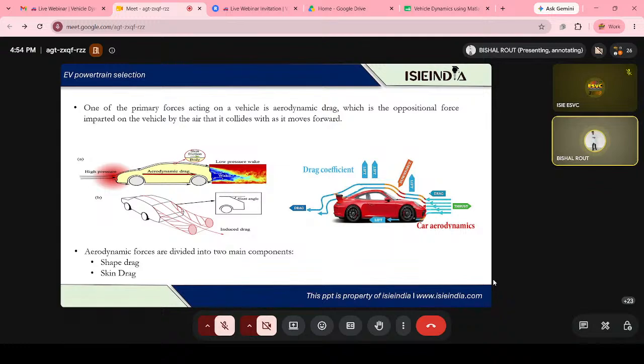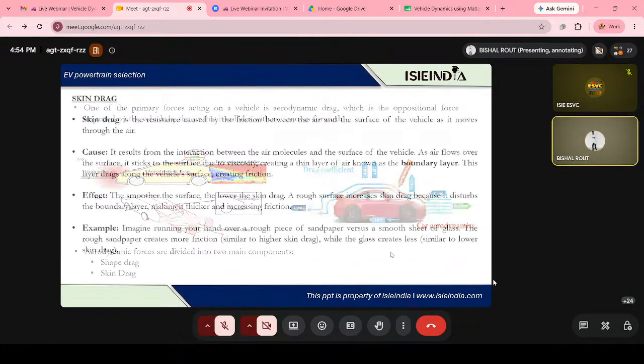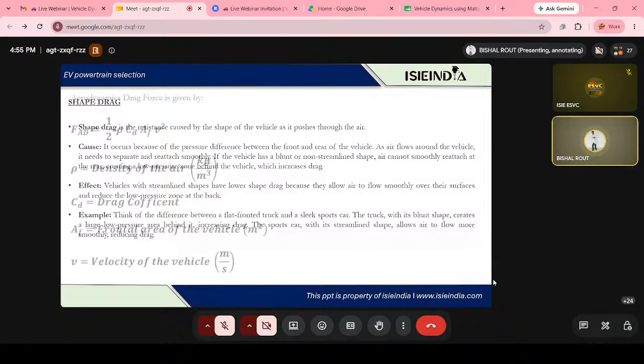So I hope this drag force is clear to all of you. Any doubt with this, please do let me know. Any doubt with this? No doubt. Fine enough. Okay, so this is what I had written over here, right?